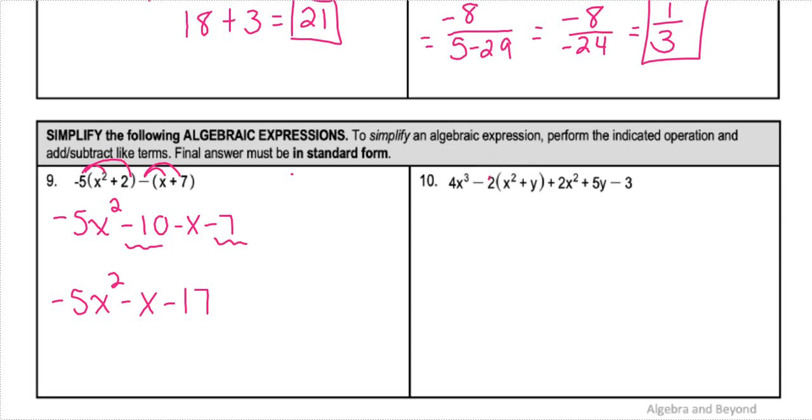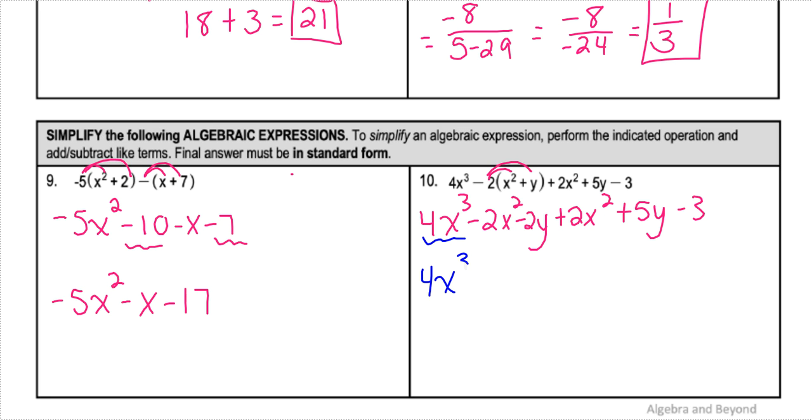All right, and then our last one here, let's go ahead and distribute again to start with. So I'd have -2x squared and -2y. And then writing out the rest of it, we are going to start looking for our like terms here. Sometimes when I have a lot going on, it helps me to color code. So on this one, 4x cubed is the only x cubed term, so I can't combine anything with that. -2x squared, I can combine with +2x squared, and those cancel each other out. They're inverses, so I don't write anything for the x squareds because there's none left.